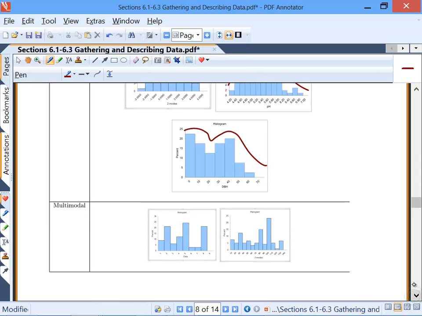Multimodal technically means two or more, which means all bimodal graphs are still multimodal. This one could have maybe 1, 2, 3 modes. And over here we could have 1, 2, 3, maybe even 4. So like 3 or 4 maybe.